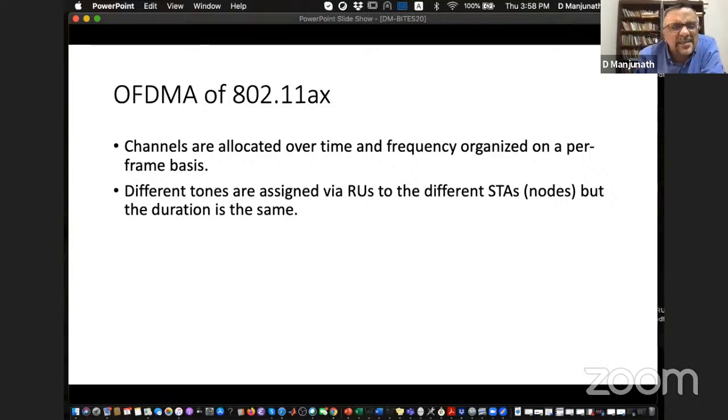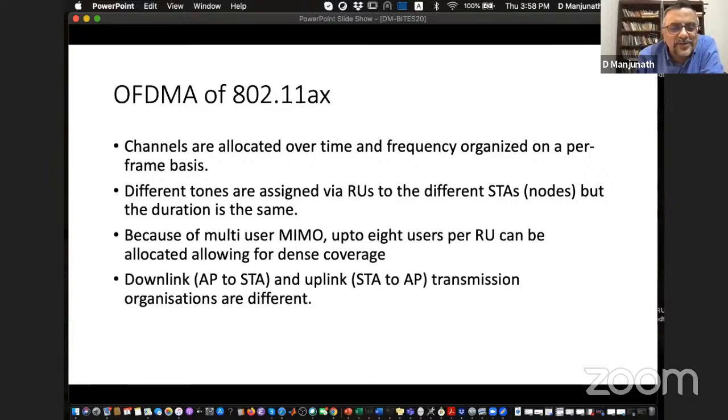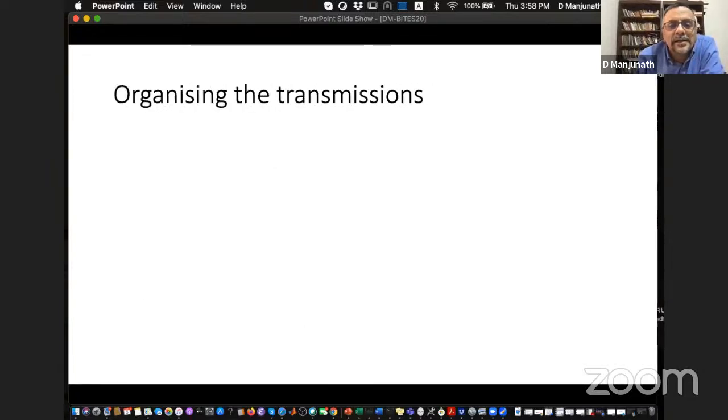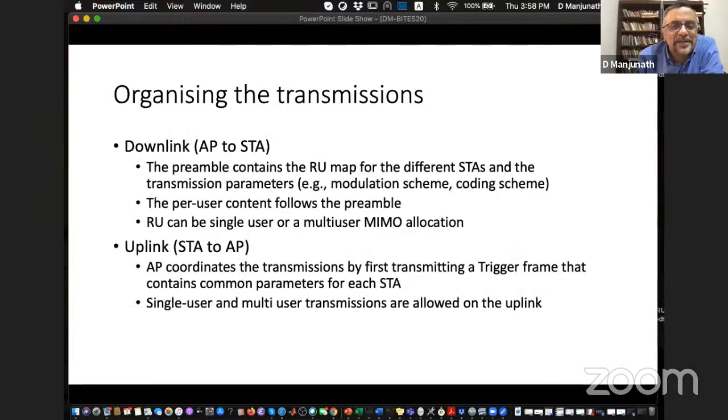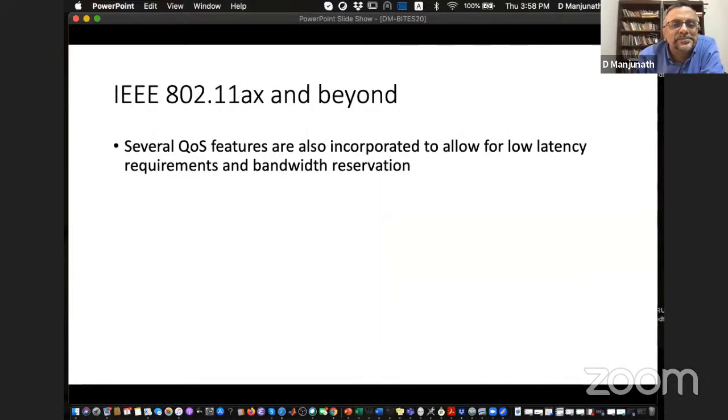Many of these terms I have not introduced, so I'll probably have to skip them. I think I'll skip many of these things. This probably doesn't work. I think this is probably the last slide.